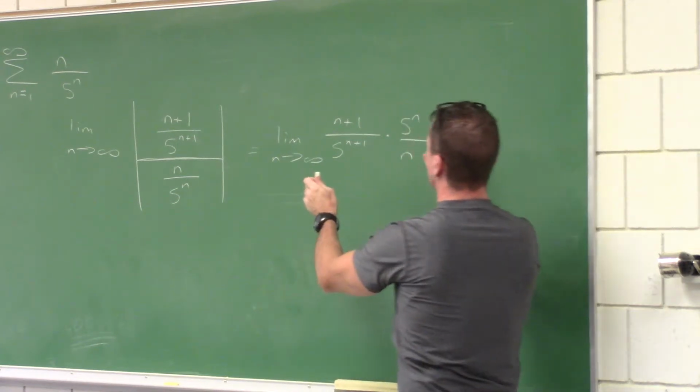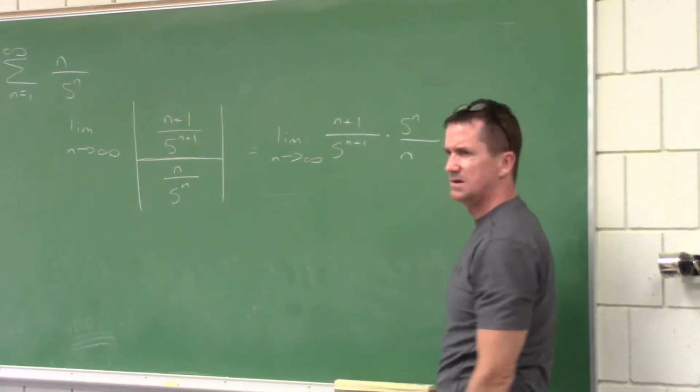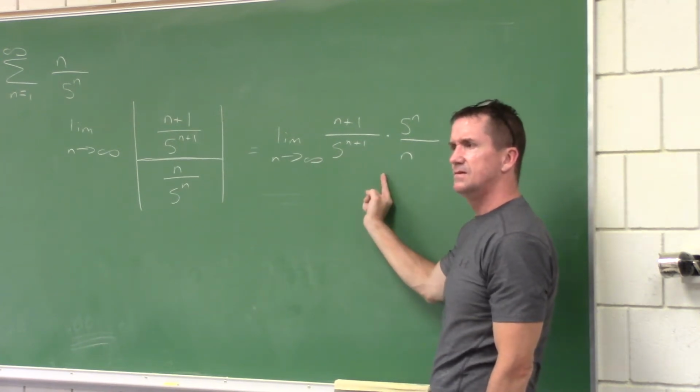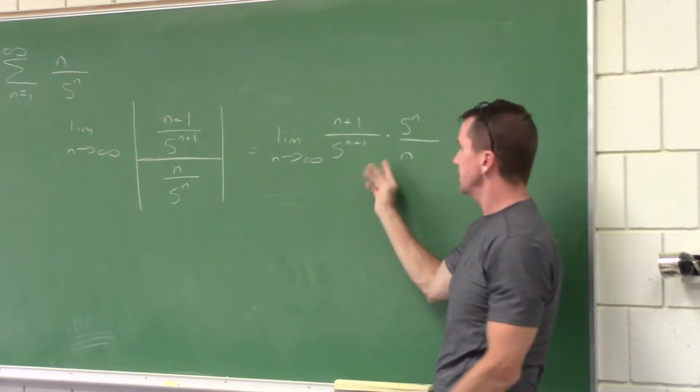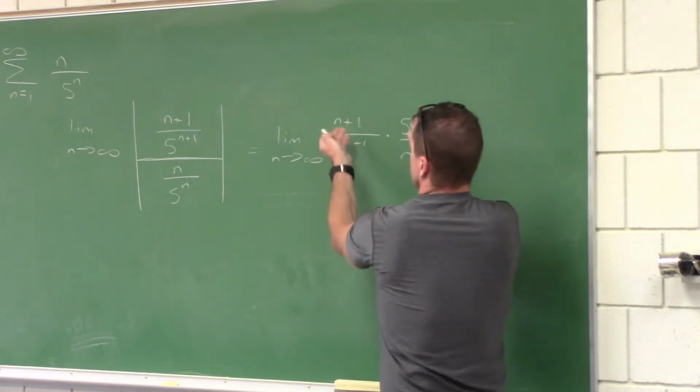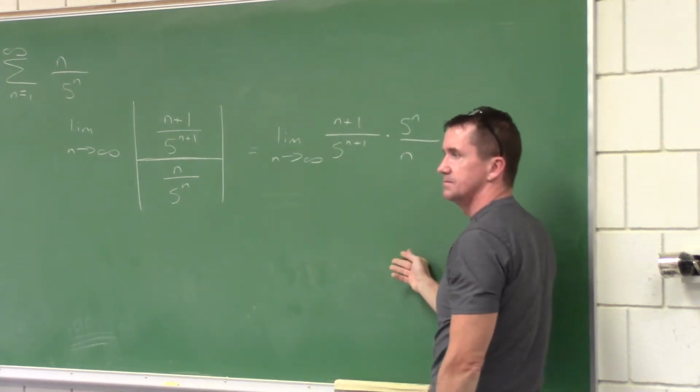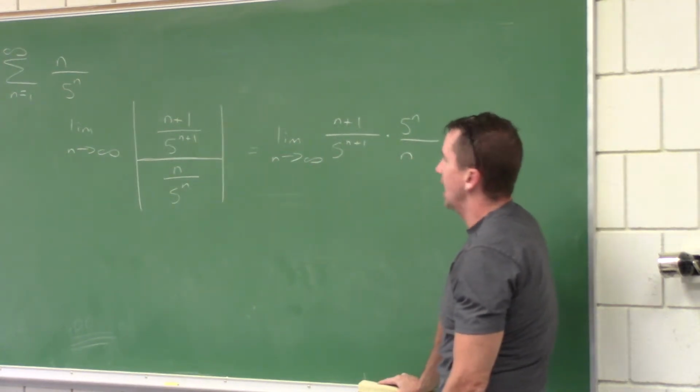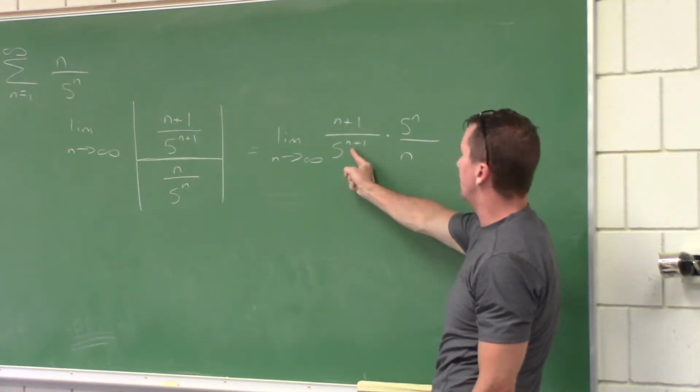Hey, can I take off the bars now? Is this always going to be positive? Yeah. If you want, you can keep the bars there, but does anyone notice this would always be positive terms? Nice. Now, how do you rewrite 5 to the n plus 1?